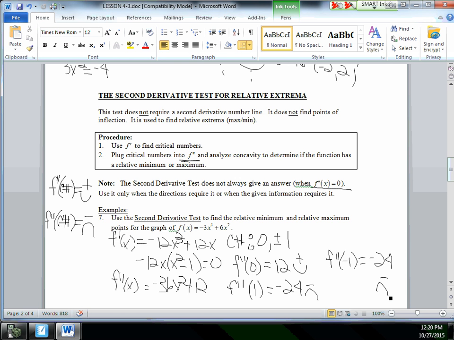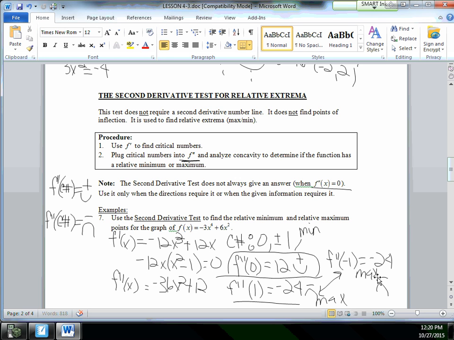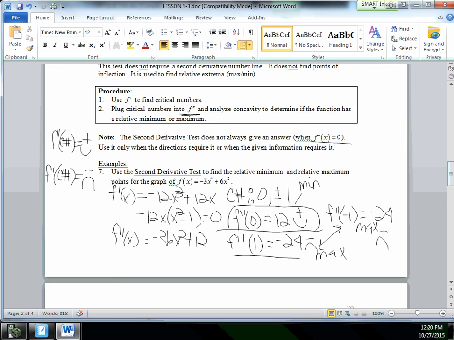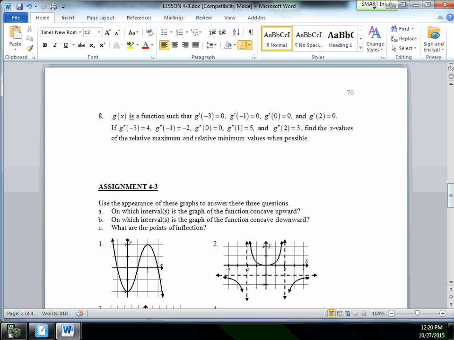So therefore, I know I have a relative min at 0 and a relative max at negative 1 and at positive 1. So that's an example of using the second derivative test.